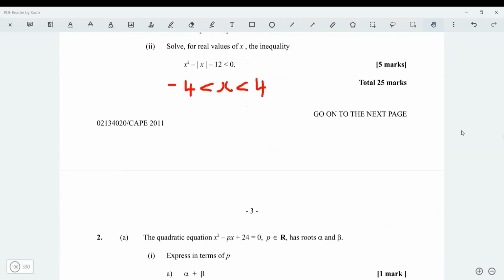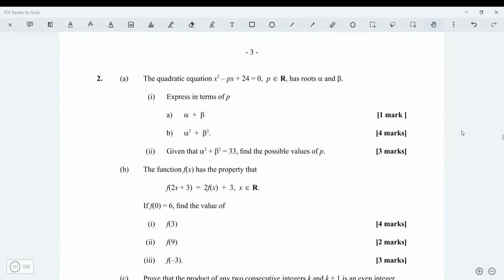All right, nice. So that's question 1. All right, now Marika, this is the reason why I want you to remember the sum and product of roots, because they always ask it sometimes. Look at this now. They said the quadratic equation x squared minus px plus 24 equals 0. Express in terms of p the sum of the two roots, alpha plus beta. You see, coming in here, we have to remember that alpha plus beta is minus b over a. See why we have to remember them now?